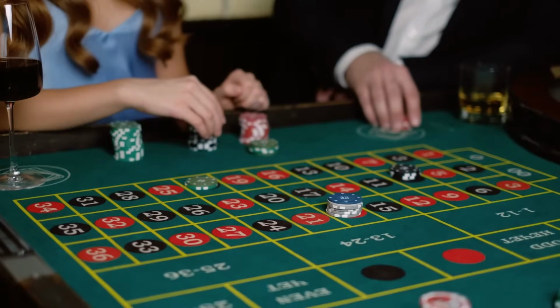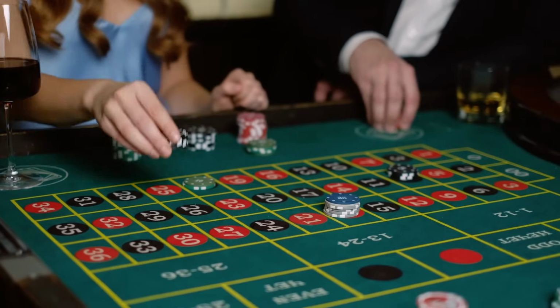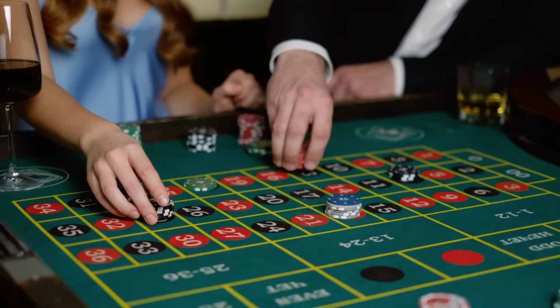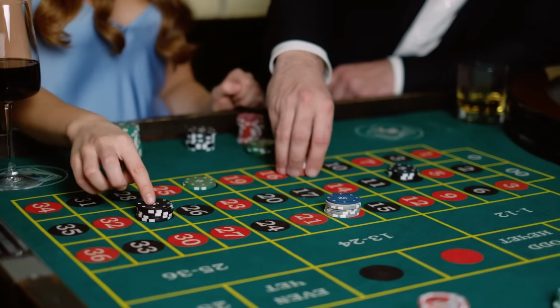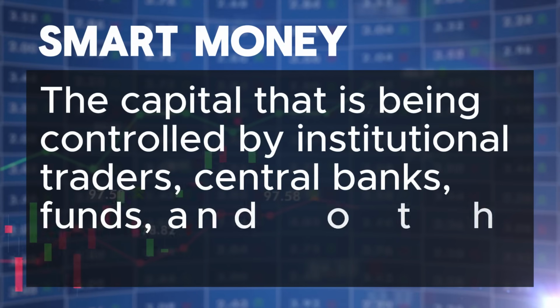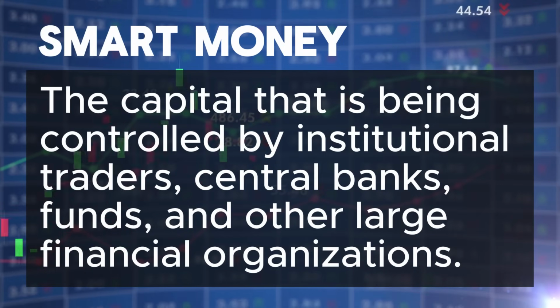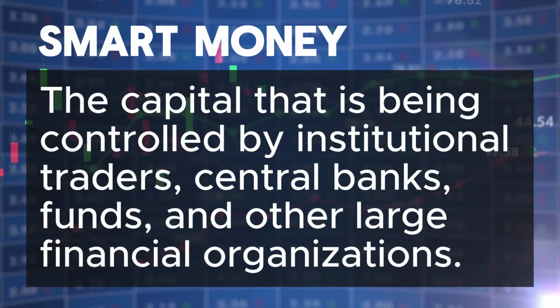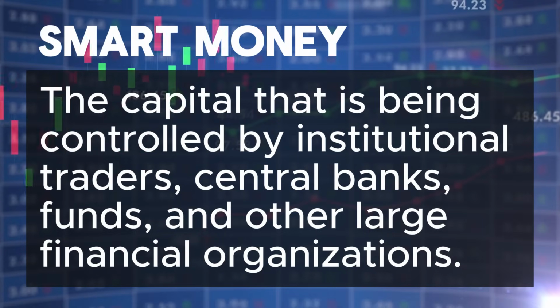In the past, smart money was a term used in casinos referring to wagers made by gamblers who were famous with good track of success. But today, smart money is also used in financial markets, referring to the capital that is being controlled by institutional traders, central banks, funds, and other large financial organizations.